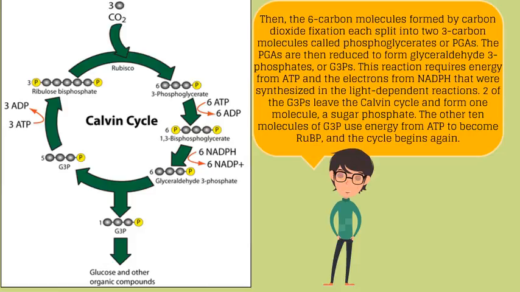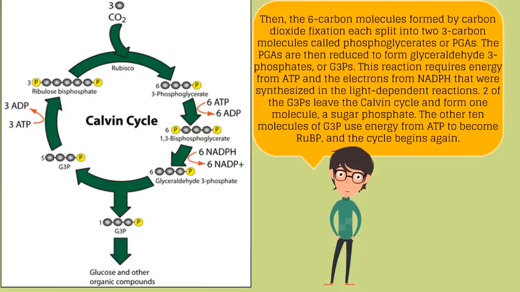Then, the 6-carbon molecules formed by carbon dioxide fixation each split into 2 3-carbon molecules called phosphoglycerates or PGAs. The PGAs are then reduced to form glyceraldehyde 3-phosphates or G3Ps. The G3P molecules also have 3 carbon atoms each. This reaction requires energy from ATP and the electrons from NADPH that were synthesized in the light-dependent reactions.